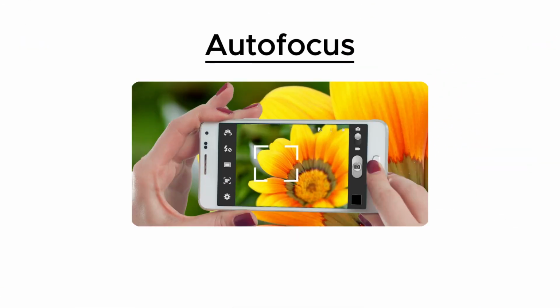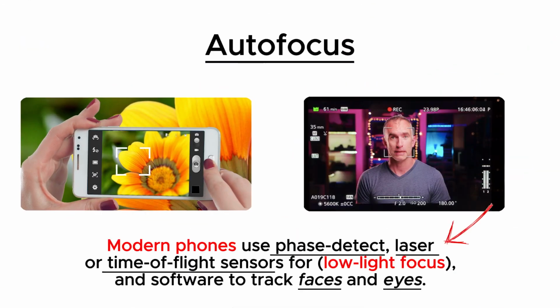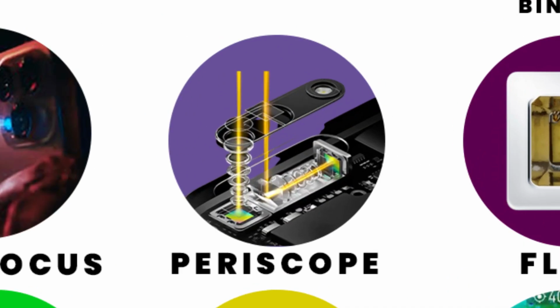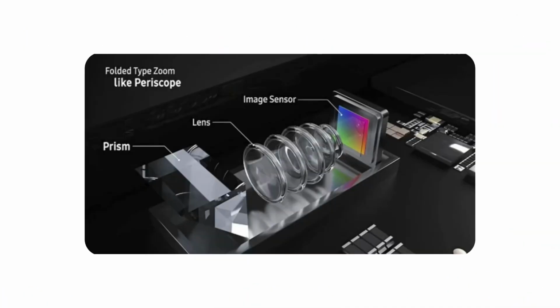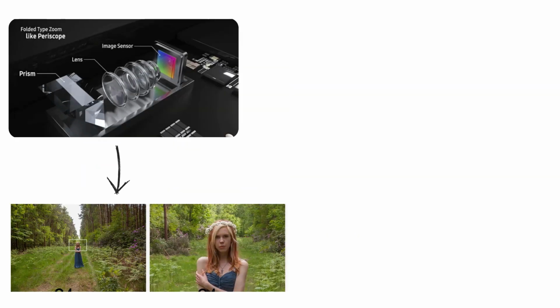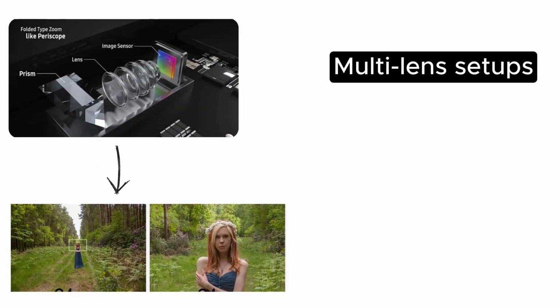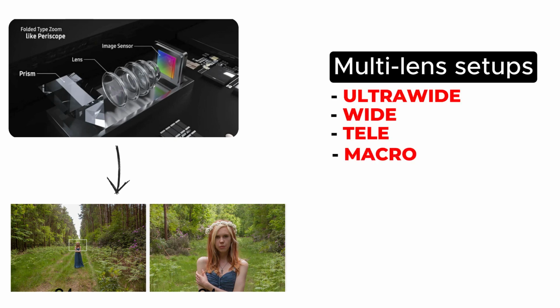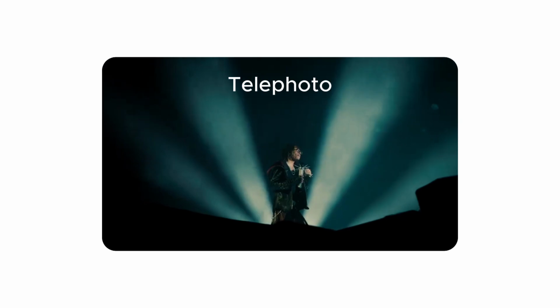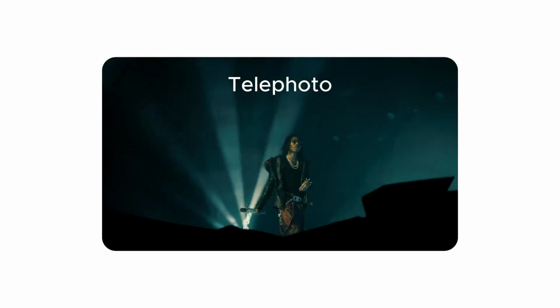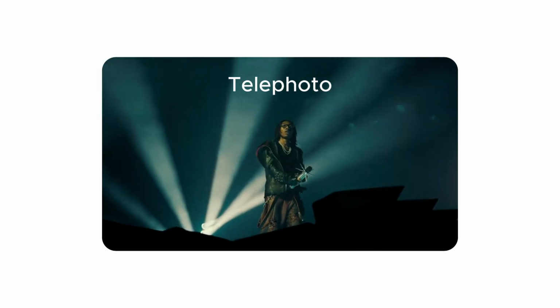Autofocus. Autofocus systems quickly lock onto your subject. Modern phones use phase detect, laser, or time of flight sensors for low light focus, and software to track faces and eyes. Periscope. Some phones use folded optical paths, periscope, to get real optical zoom without a big bump. Multi-lens setups, ultra-wide, wide, tele, macro, give you choices for framing. We use telephoto to get a tight shot of a performer on stage without moving closer.